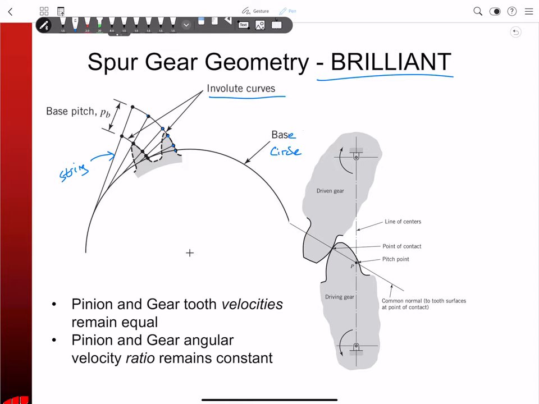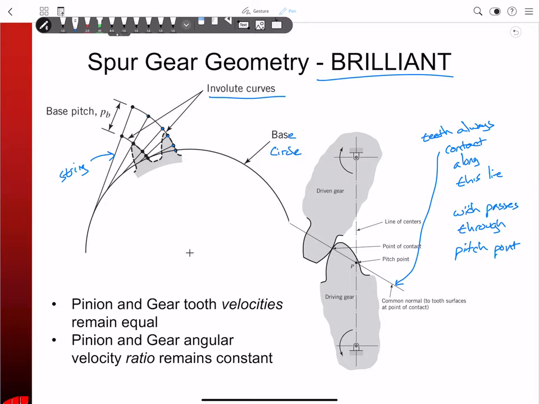And through the miracles of mathematics and geometry, if I make my teeth an involute curve, I get some very, very important properties. So the teeth always contact along this line, right? That's called the line of action. And that line passes through the pitch point. If you watch the YouTube animation that I put up on the same page, it really spells that out pretty well.